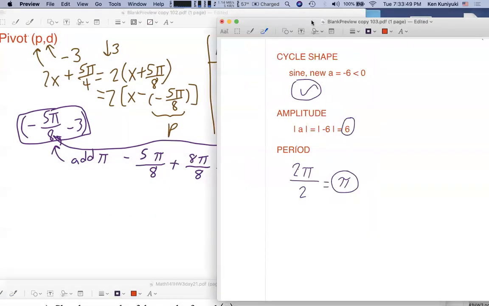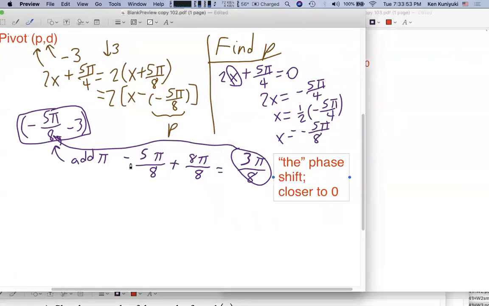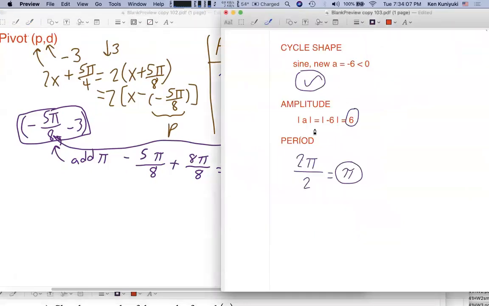Because the period is pi, I can improve the phase shift, get a better phase shift, 3 pi over 8, because that's closer to 0. However, I'll accept either. There are infinitely many values for little p that'll work. 3 pi over 8 is technically the best one, although I use this in the answers.